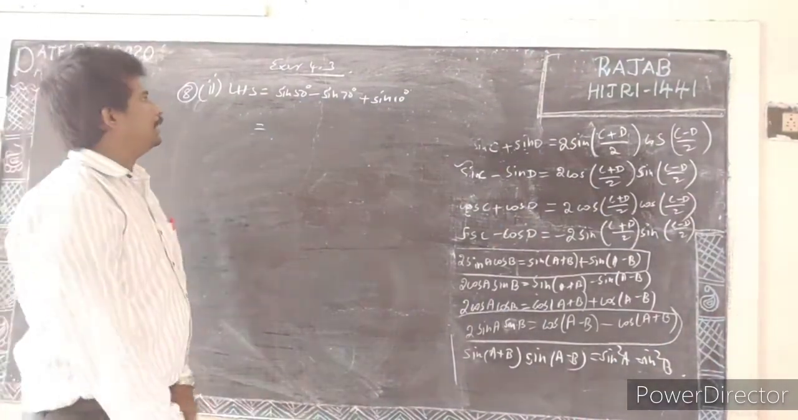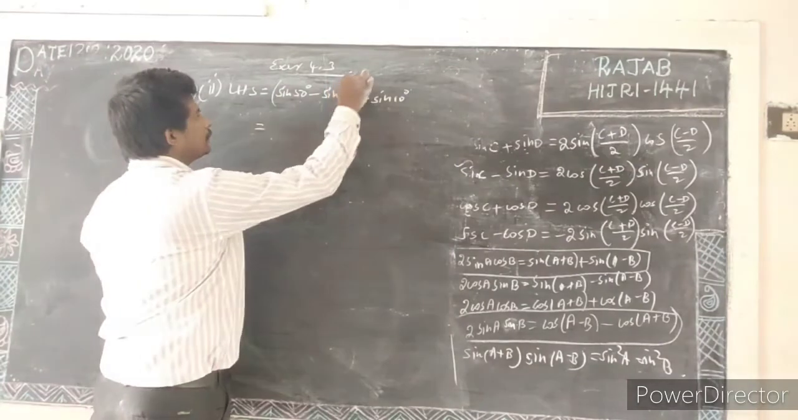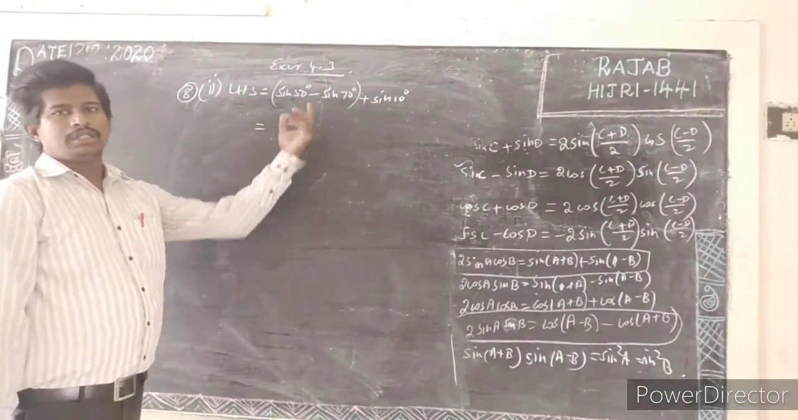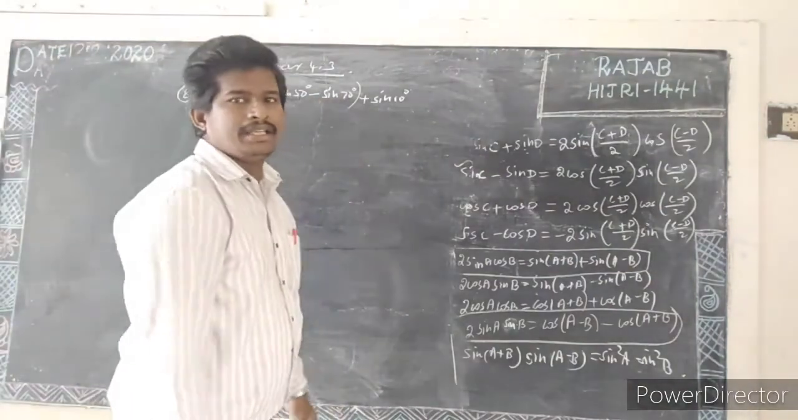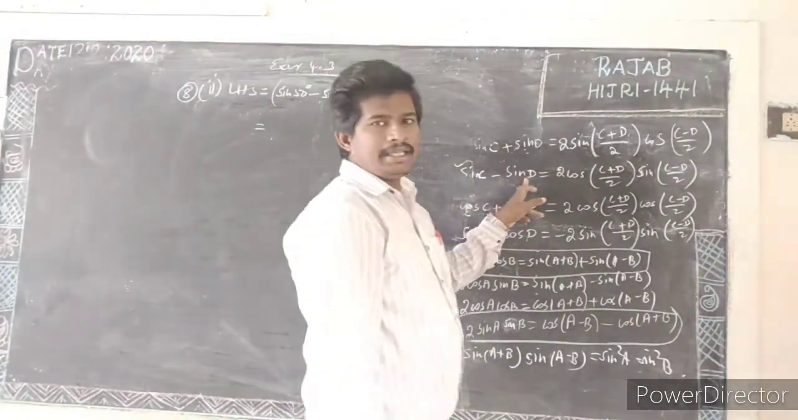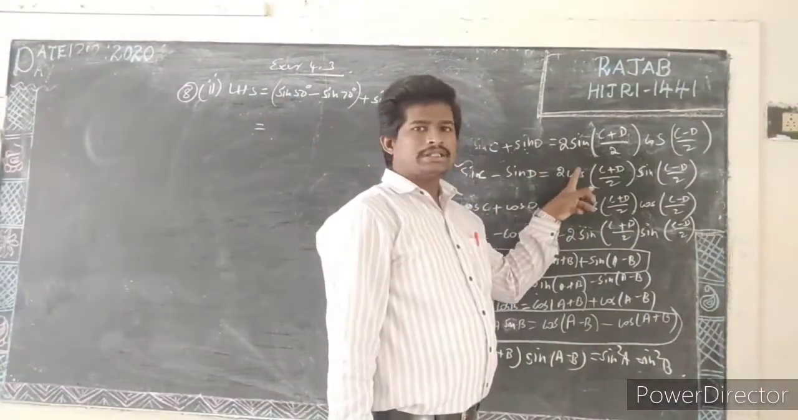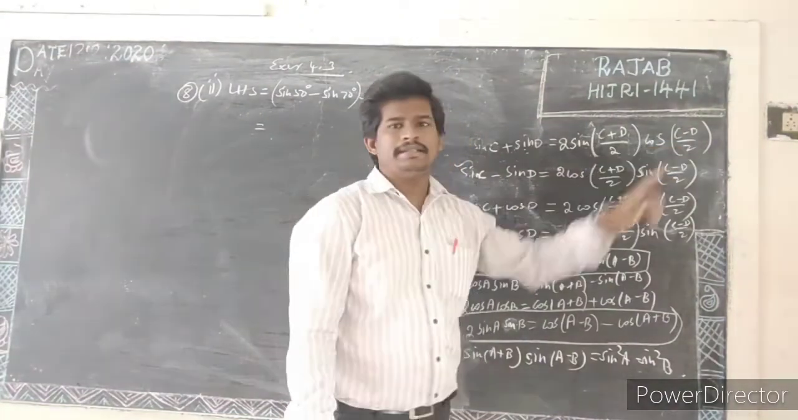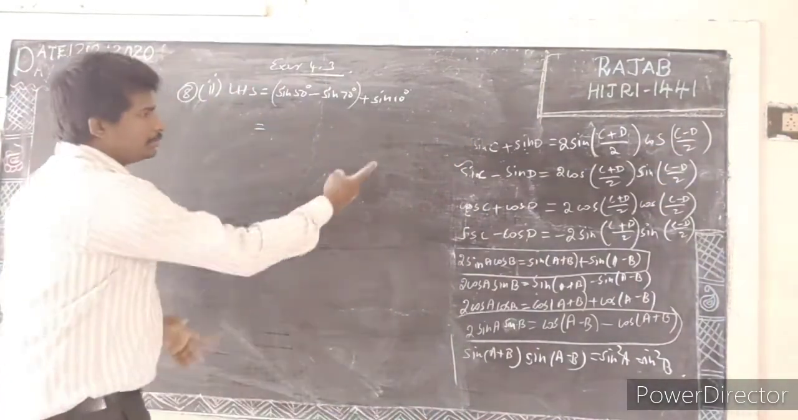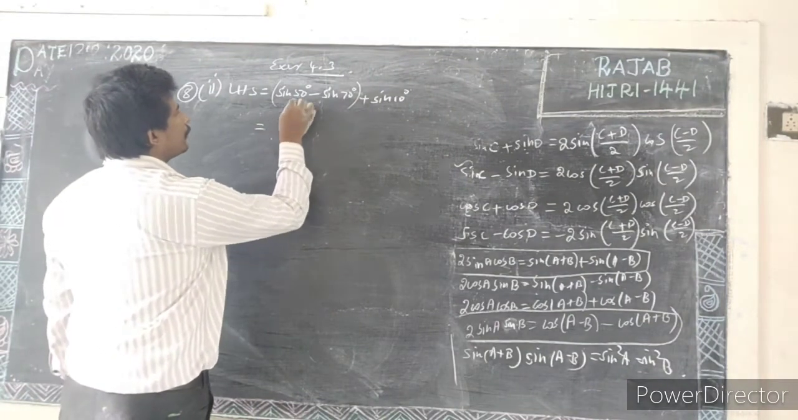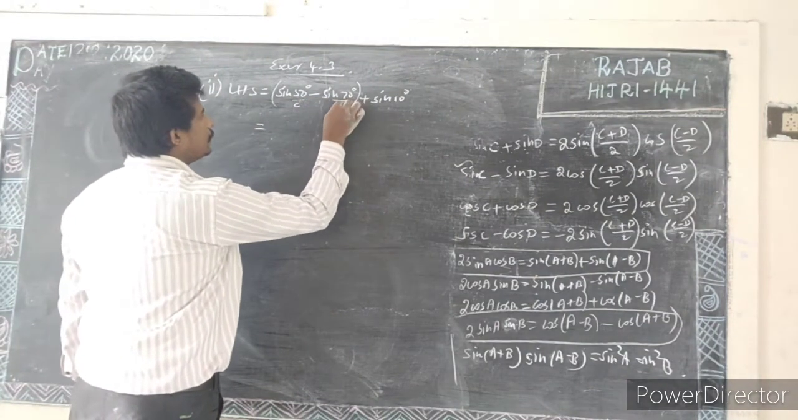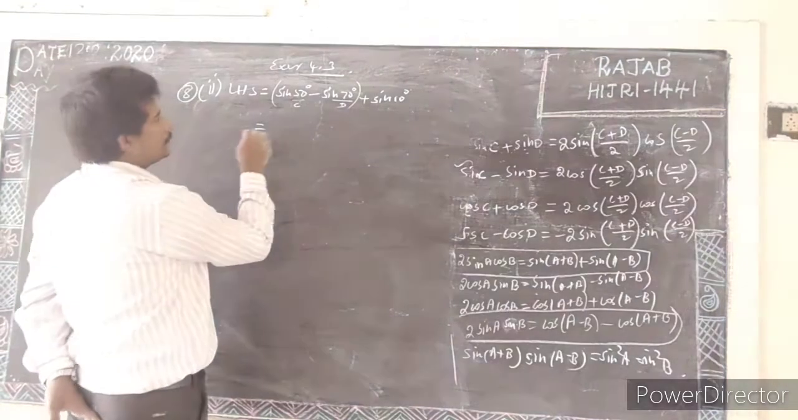Okay, look at the LHS. First I am going to consider the first two terms. Look at the first two terms. This is in the form of sin C minus sin D. Sin C minus sin D equal to 2 cos (C plus D) by 2 sin (C minus D) by 2. By using the formula, the next step would be, here our C is 50 degree, D is 70 degree.